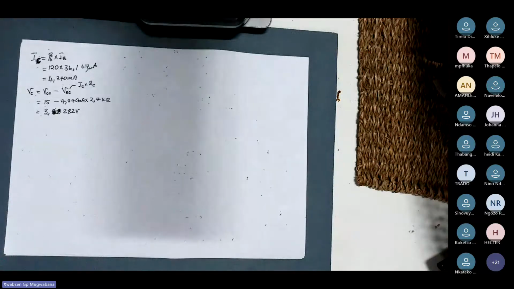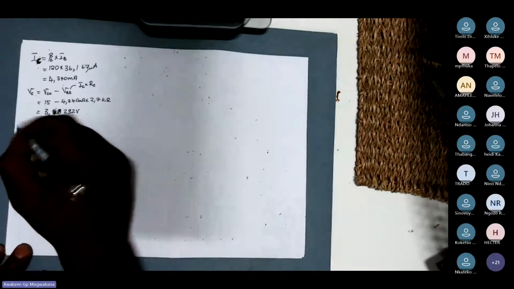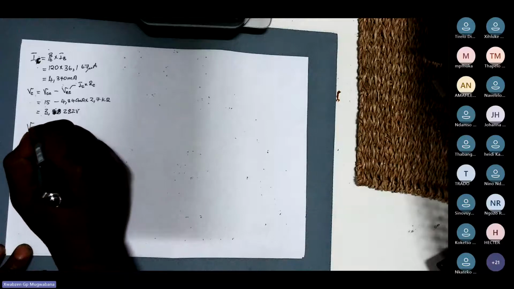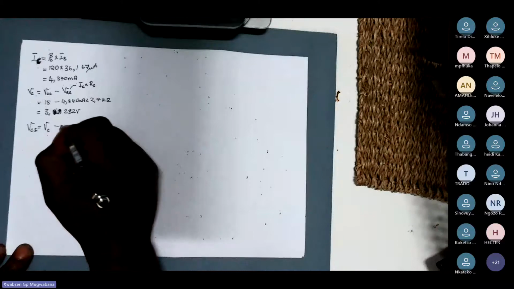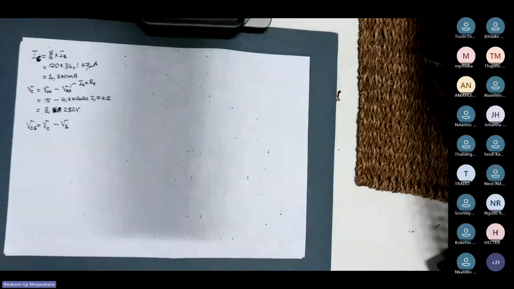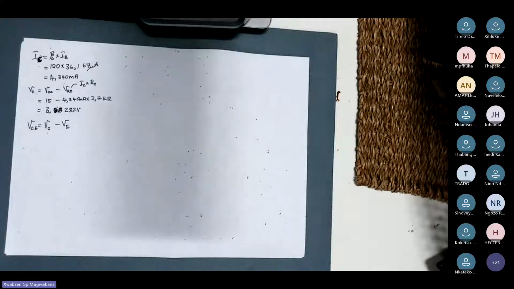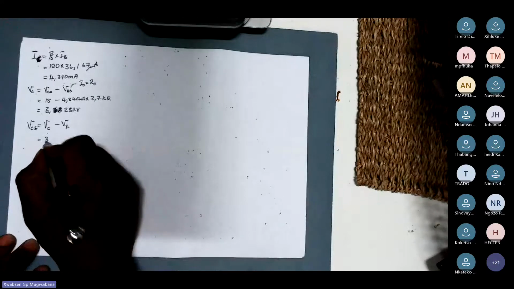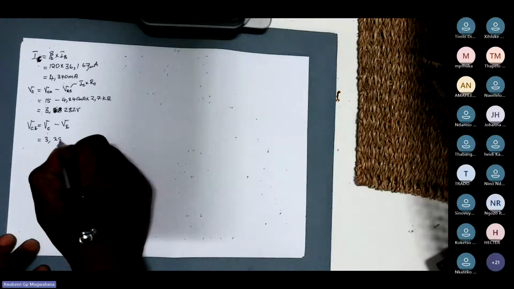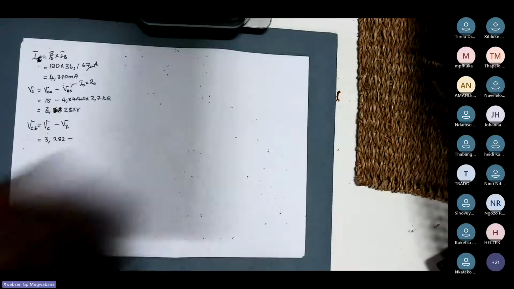Now, once we find this VC, we need to find VCE. For you to find VCE, it is going to be your VC minus your VE. Now, what is your VC? Your VC is 3,282 minus, what is your VE?